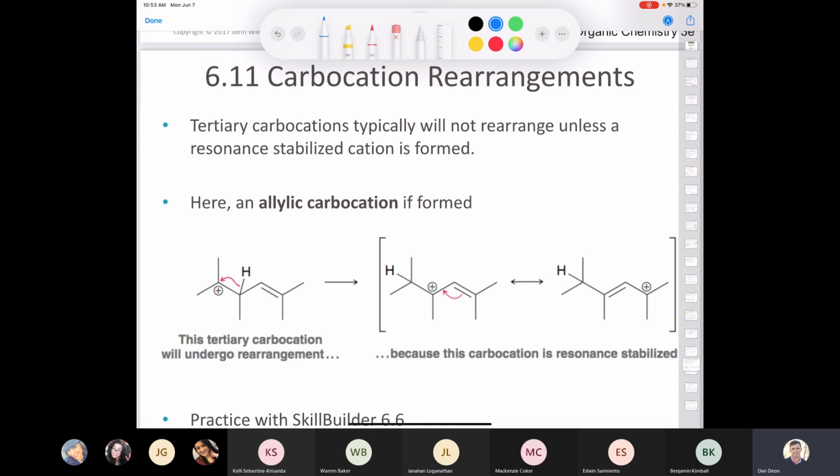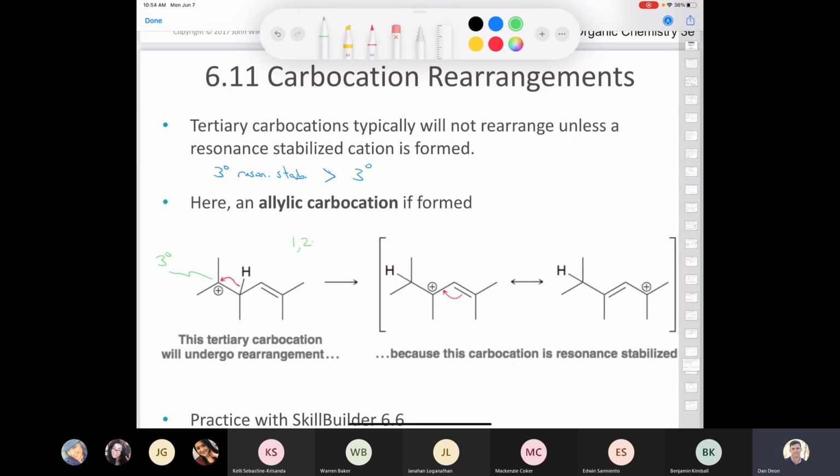If you go from a tertiary carbocation, it is going to rearrange if it forms one that is tertiary resonance stabilized. A tertiary carbocation that is resonance stabilized is more stable than one that is just a plain old regular everyday tertiary carbocation. So let's take a look at this guy over here. Here you have a beautiful tertiary carbocation. There's nothing wrong with that at all, but it will undergo a hydride shift in this case.